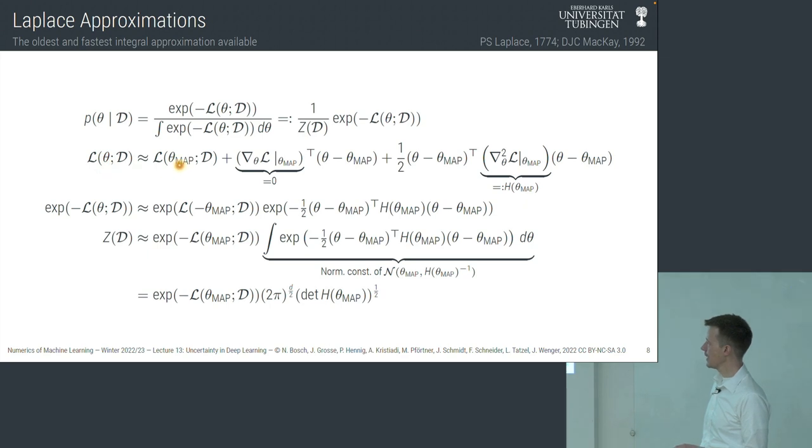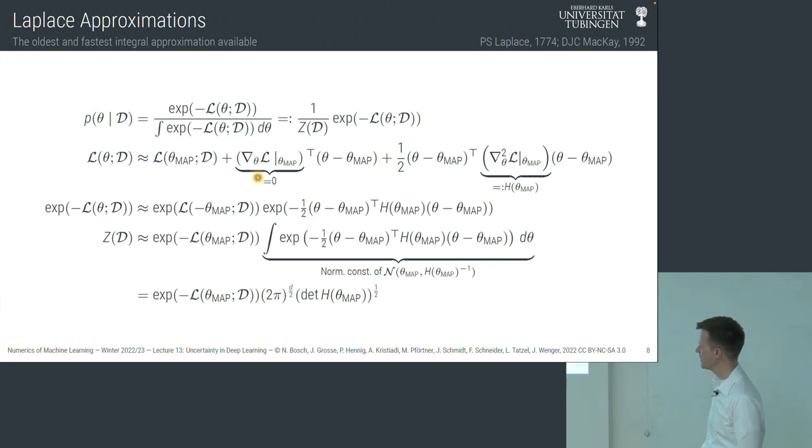Now around theta map, maximum a posteriori, right, MAP, we do a second order Taylor approximation. That gives a constant plus a linear term. And because we are at the mode, the gradient is zero, so the linear term drops out. And we're left with a quadratic term, which contains the Hessian of the loss function. So we need the negative exponential of this.